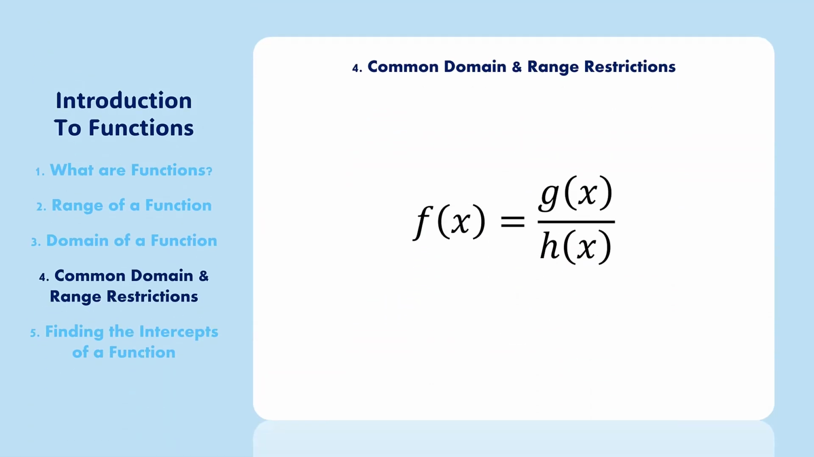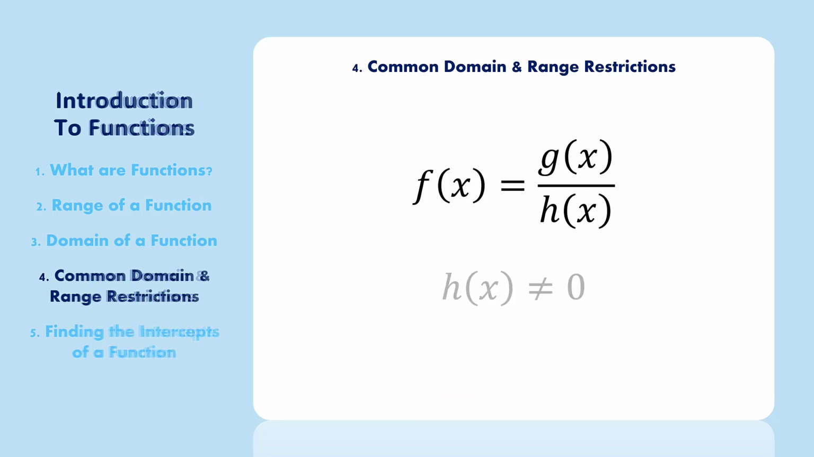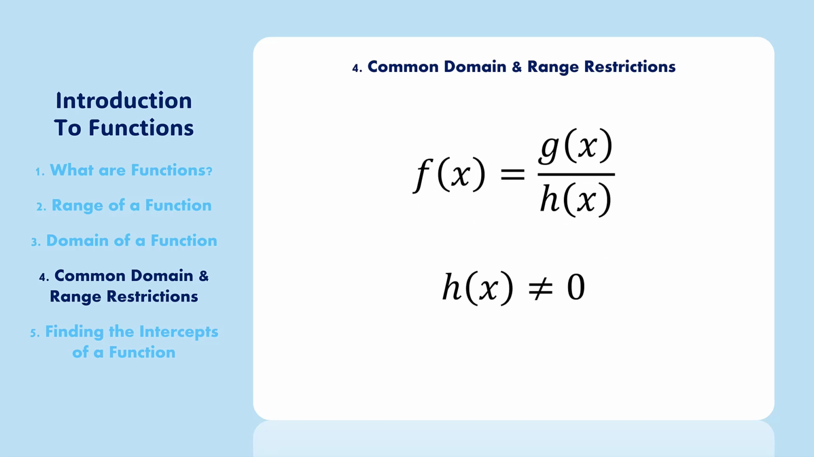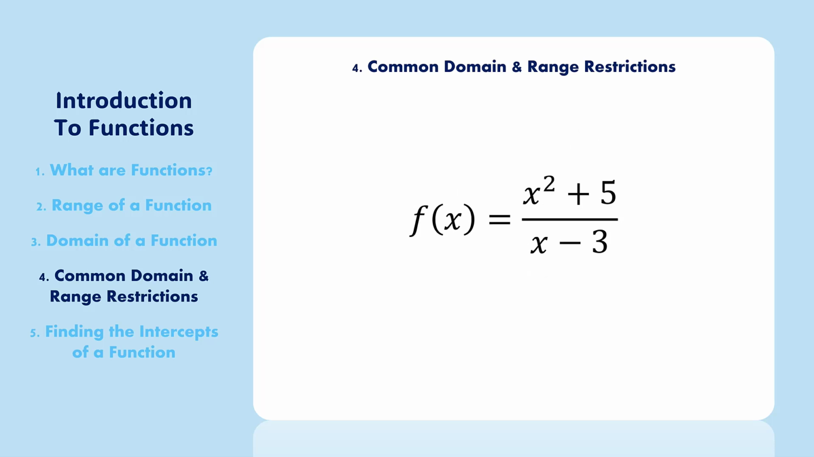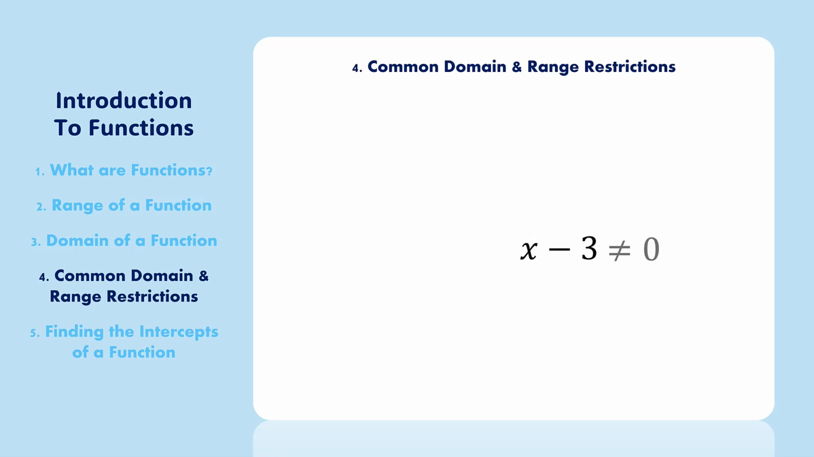In this section, we will examine common domain and range restrictions for various types of functions. First, consider a function that is the quotient of two functions. Since division by 0 is undefined, the denominator cannot equal 0. For example, in the function x squared plus 5x divided by x minus 3, x minus 3 cannot equal 0. Therefore, the domain of this function is all real numbers except x equals 3.